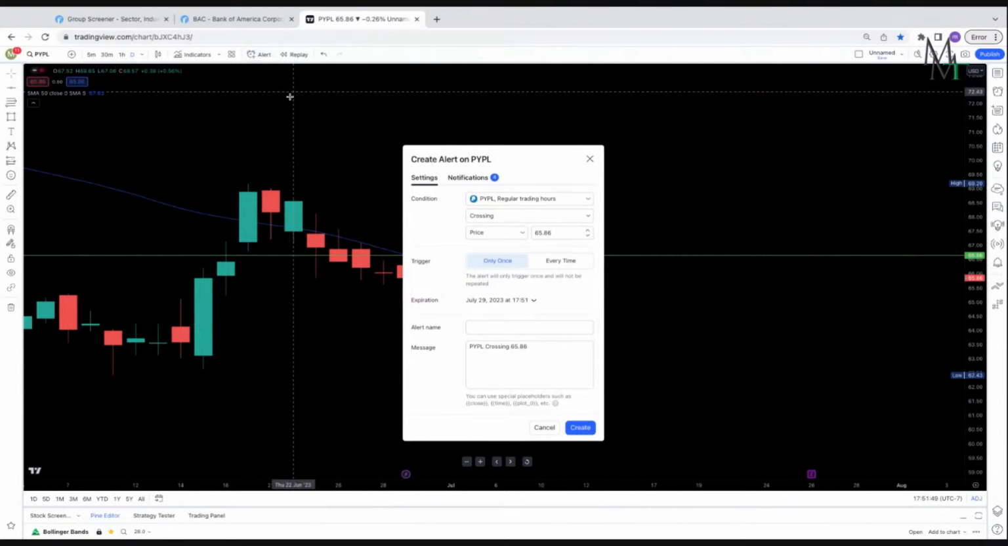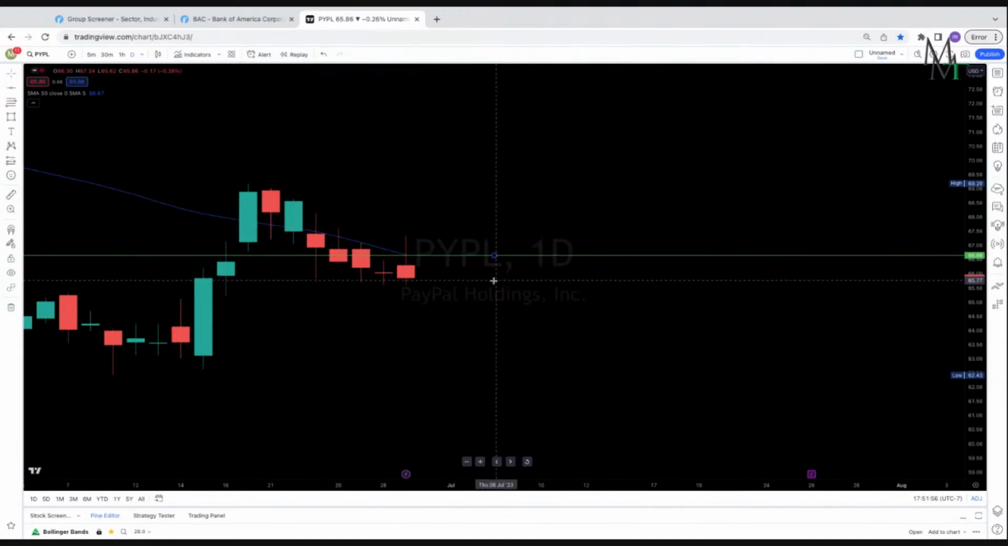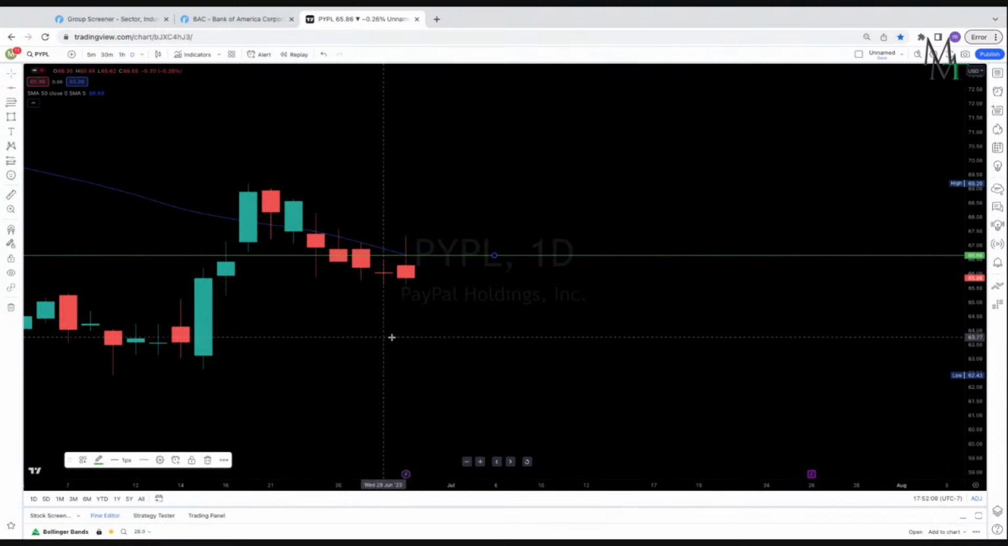And what you do here is you go on 66 as an alert. And this is what I tell a lot of people, and this is for people that work a job or have a full-time business. This is how you manage your trades. You put the alert and now you're not constantly watching it. If this goes low, you're not going for it just because it's cheap.